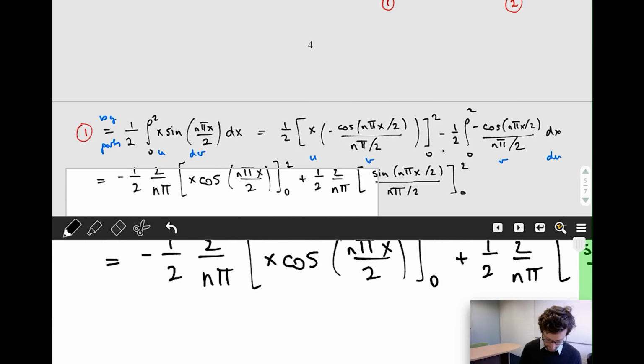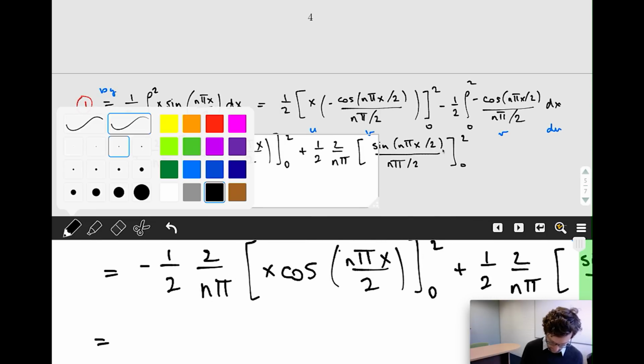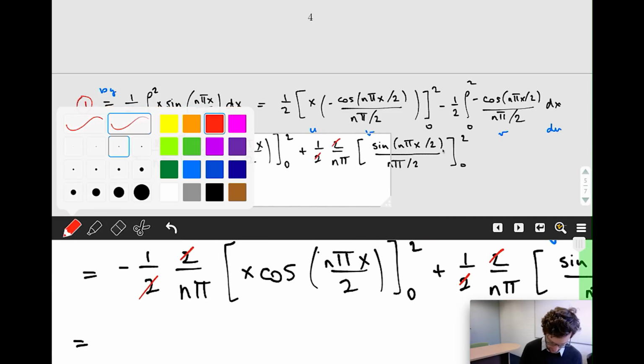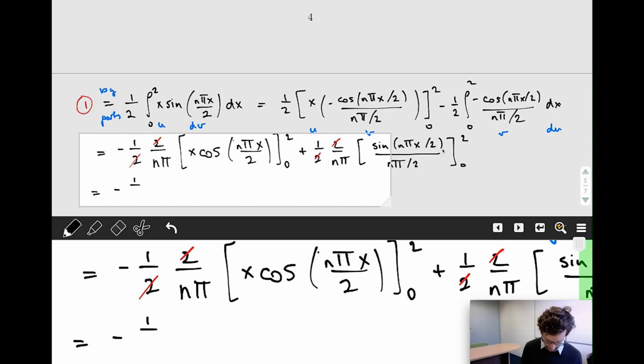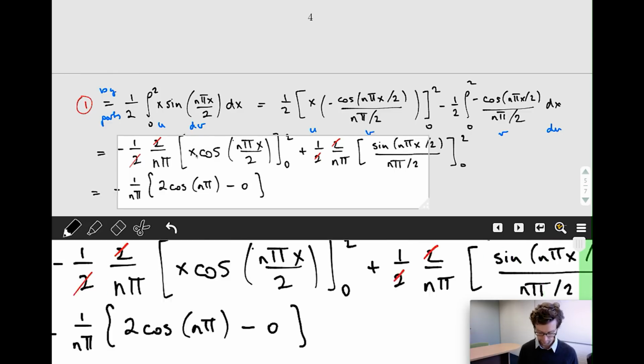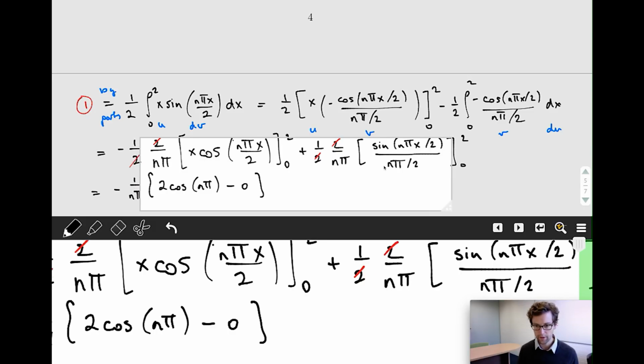So let's put in values now. These factors of 2 will cancel out. So I'm going to get minus 1 over n pi times, okay, let's put x equals 2 in here. I'm going to get 2 cosine n pi. When x is equal to 2, the x and 2 cancel. Minus, what happens when x is equal to 0? Well, I've got 0 here, so that's going to give me 0. I've got 1 over n pi, and I've also got a factor of n pi over 2 on the bottom, so that'll become 2 over n squared pi squared.